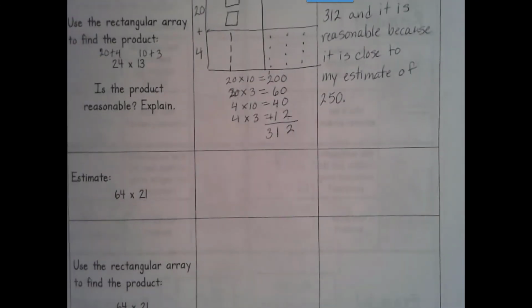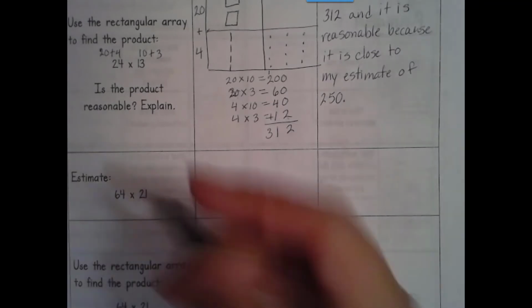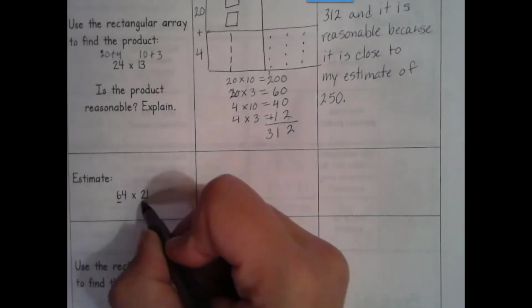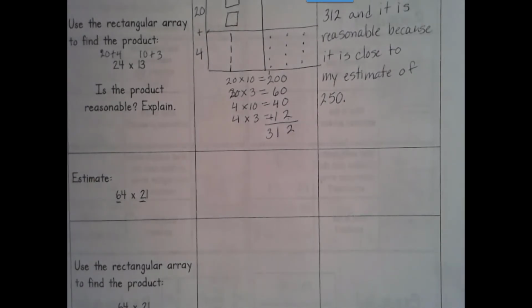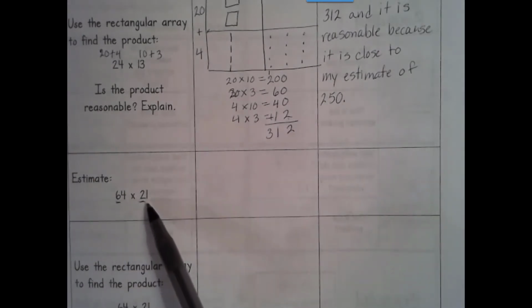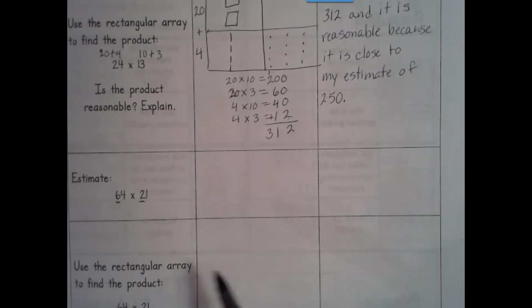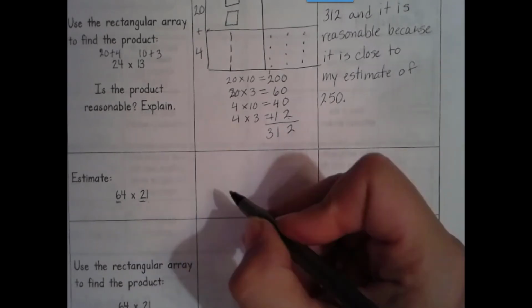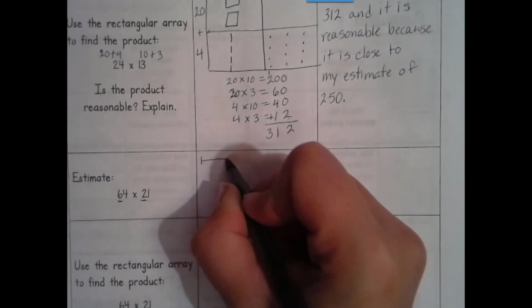All right, now we're going to look at our next one. We're going to estimate, so we go to the largest place or we look for compatible numbers. Well, 21 could change to 25, but rounding would be closer to the actual product. Whatever round number or compatible number is close to your actual product is what you want to go with. So 25 would be a little farther away than just rounding. So I'm going to go ahead and round both.